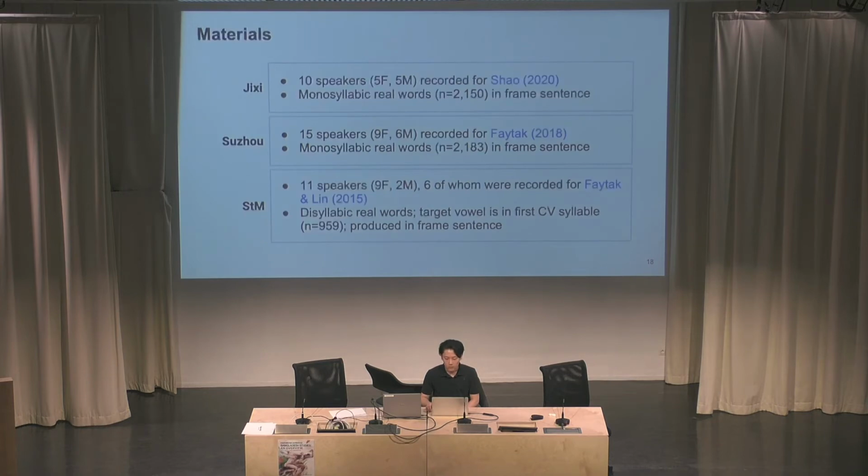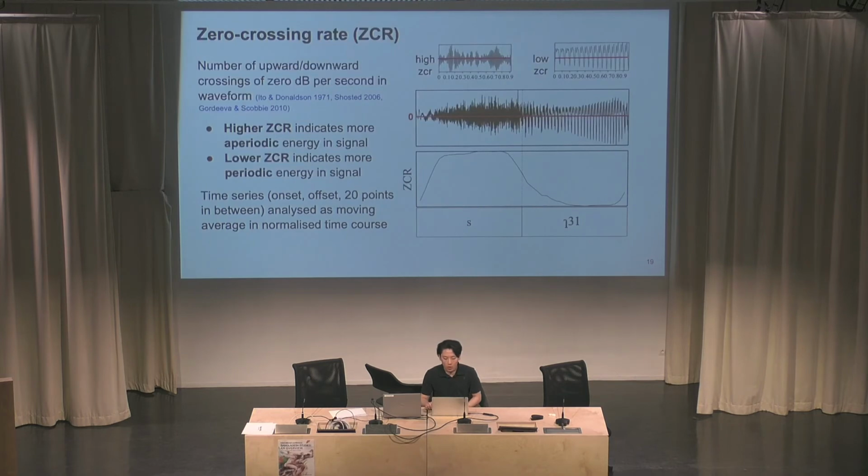Now the methods. The materials we used were recorded in China and in the US. We recorded 10 speakers for Jixi, 15 for Suzhou, and 11 for standard Mandarin. For Jixi and Suzhou, the target was a monosyllabic word embedded in a frame sentence. For standard Mandarin, the target was the first syllable of a disyllabic word, embedded in a frame sentence as well. We measured the zero crossing rate to study the frication noise.